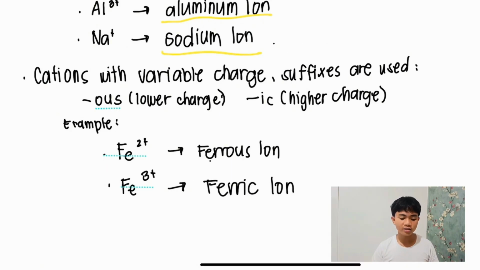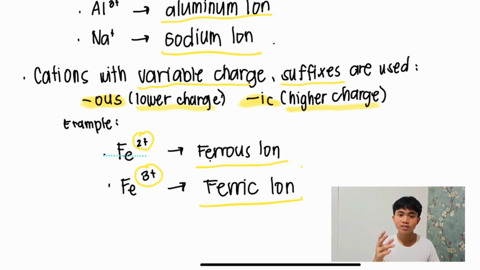Occasionally, if the cation is a metal ion with a variable charge or more than one charge, suffixes are used to indicate the charge of the ion. Let's go to suffix OUS. Suffix OUS is used for a lower charge ion, and suffix IC is used for a higher charge ion. Example: we have iron with 2 charges. The first one we name ferrous because it has a lower charge ion. The second one we name ferric because it has a higher charged ion.